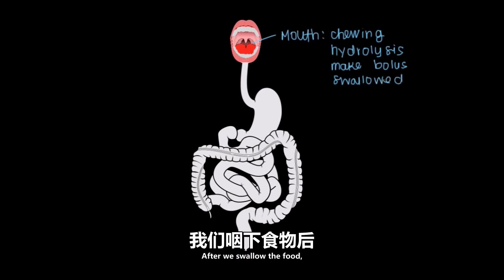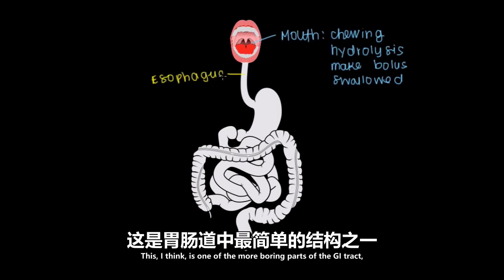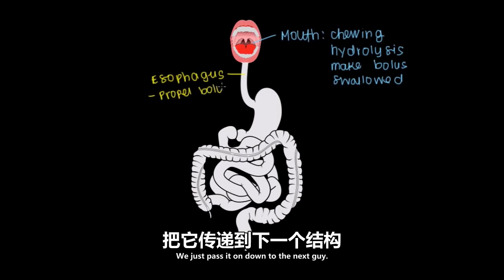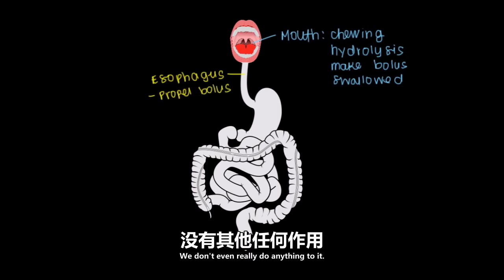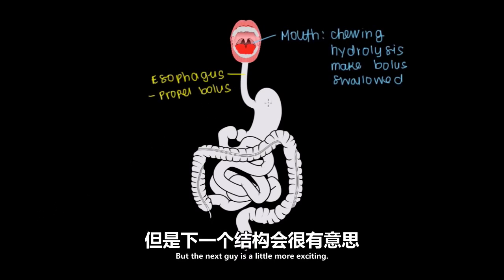And so, after we swallow the food, where do you think it goes? This guy right here. And that's the esophagus. And this, I think, is one of the more boring parts of the GI tract, because all we do here is just propel our bolus. We just pass it on down to the next guy. We don't really even do anything to it. Kind of boring. But the next guy is a little more exciting.